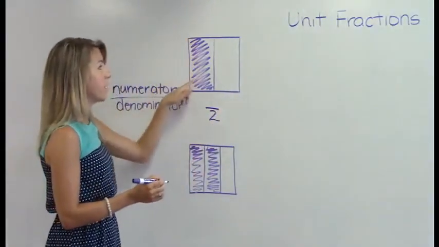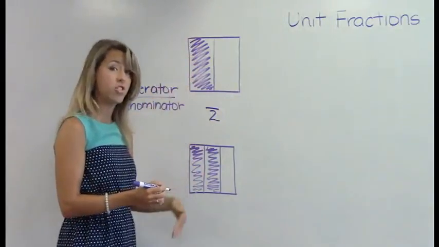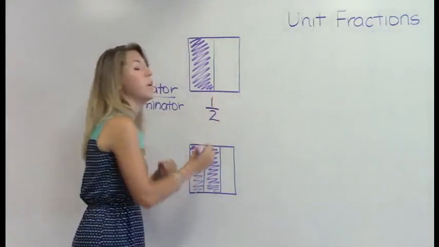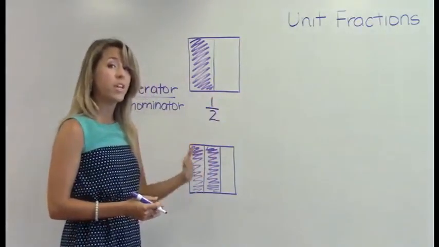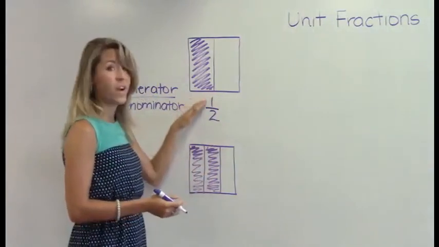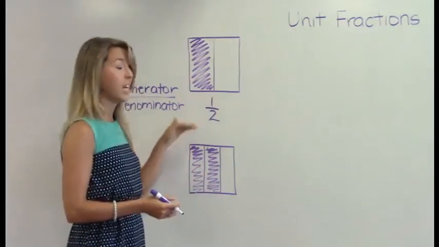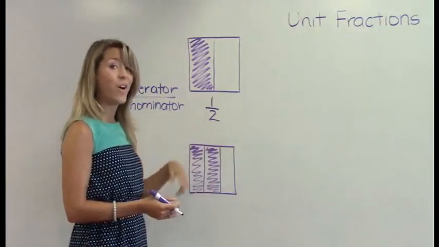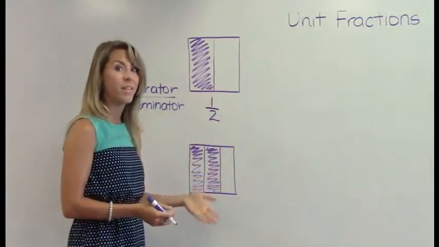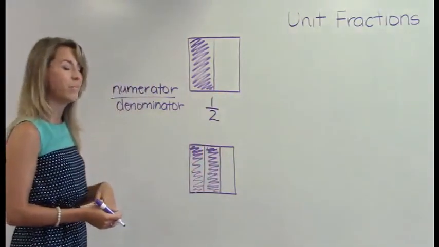Since one part of my whole has been shaded, I'm going to record that as my numerator. A numerator always describes the number of equal parts that we're focusing on. That makes this fraction 1/2. Interestingly enough, 1/2 also describes the unshaded portion of this model. Let's take a look at another example.